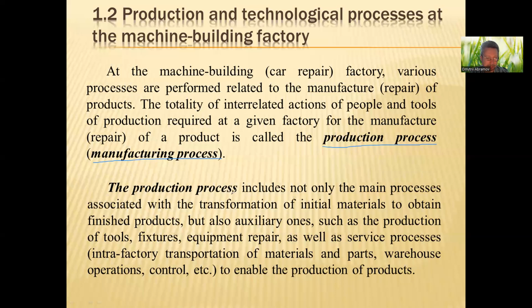I repeat one more time. The production process includes not only the main processes associated with the transformation of initial materials to obtain finished products, but also auxiliary ones, such as the production of tools, fixtures, equipment repair, as well as service processes, intra-factory transportation of materials and parts, warehouse operations, control, etc., to enable the production of products. Write down this definition.